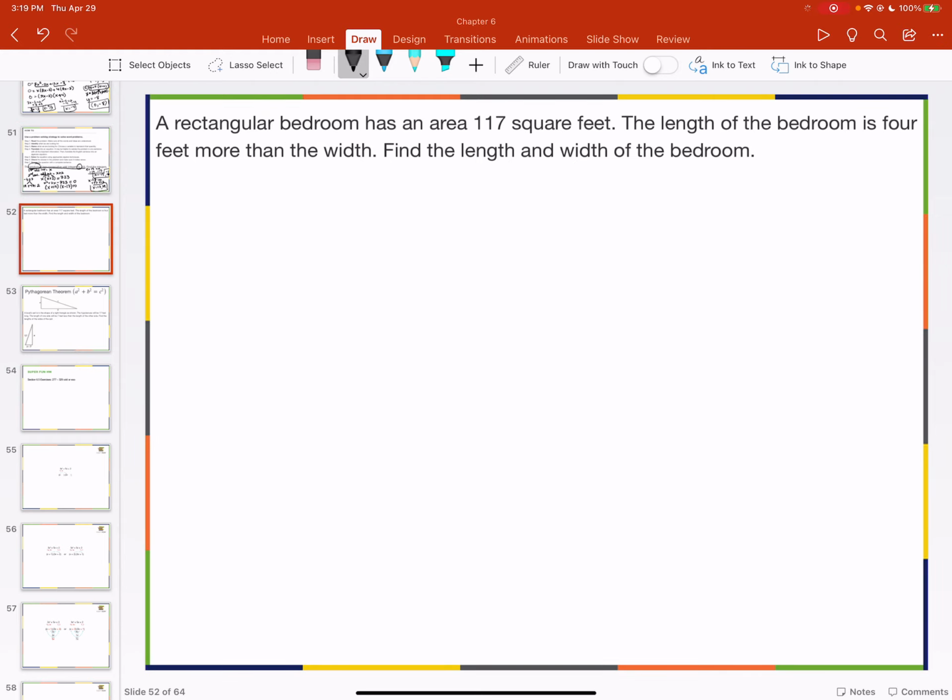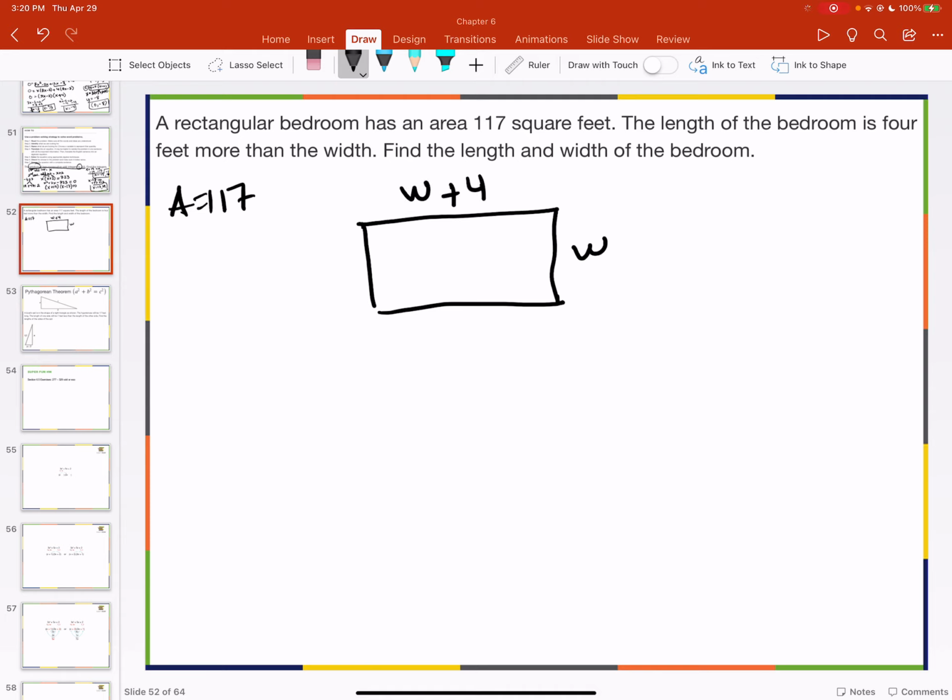So let's do another problem. We have a rectangular bedroom that has an area of 117 square feet. The length of the bedroom is 4 feet more than the width. So let's say that's the width, and then the length is 4 feet more than that. So what is the formula for the area of a rectangle? It's length times width. Since the length is 4 feet more than the width, we can plug that in. So the area is equal to W plus 4 times W.